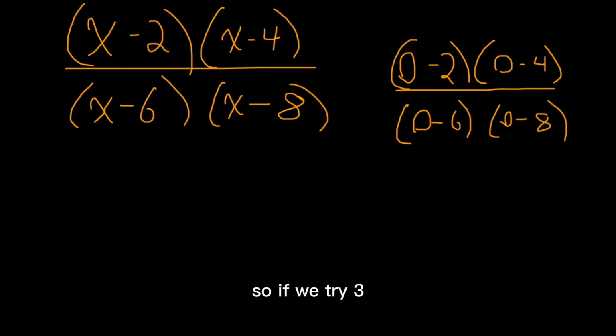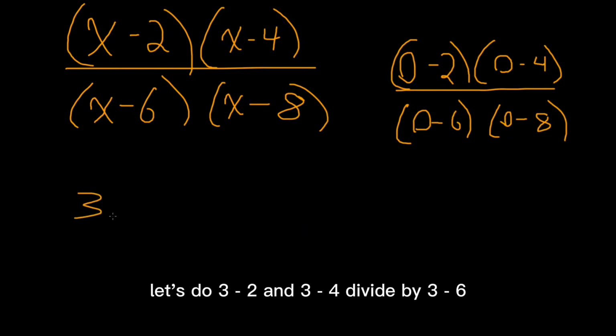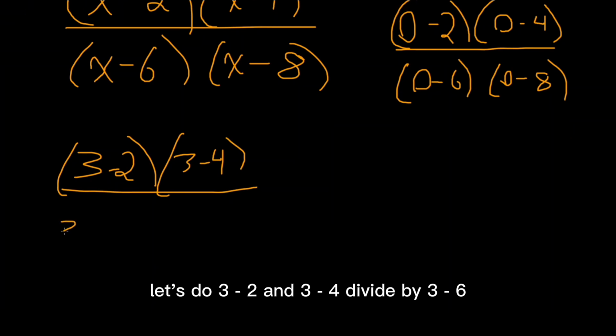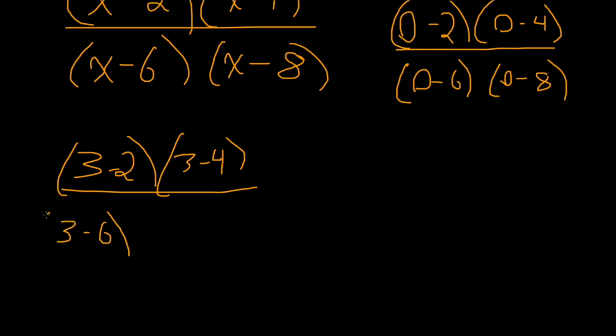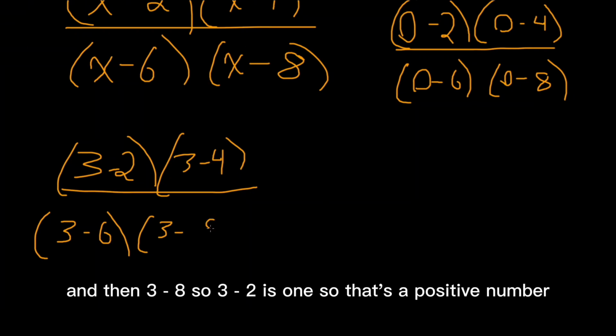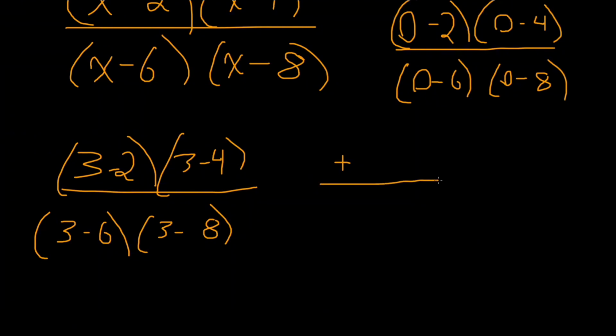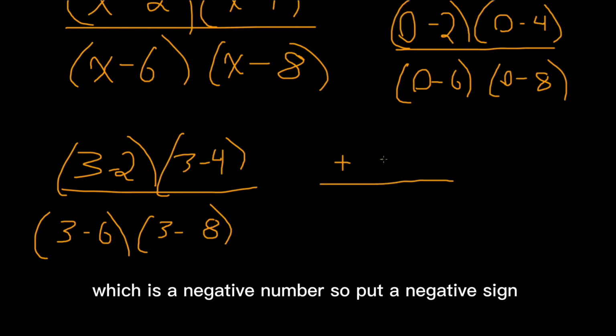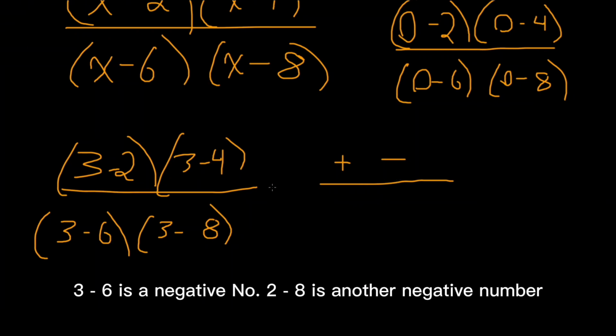So if we try 3, let's do 3 minus 2, and 3 minus 4 divided by 3 minus 6, and then 3 minus 8. So 3 minus 2 is 1, so that's a positive number. And then 3 minus 4 is negative 1, which is a negative number. So we'll put a negative sign to denote that. 3 minus 6 is a negative number. 3 minus 8 is another negative number.